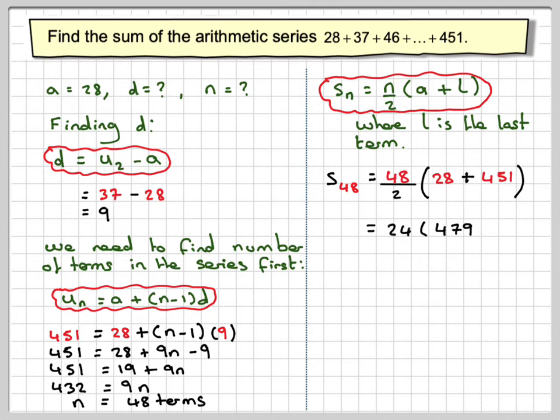So it's going to give me 24 times 479, which will give me 11,496. So this has been a video to show you how to find the sum of an arithmetic series by first finding the number of terms in the series.